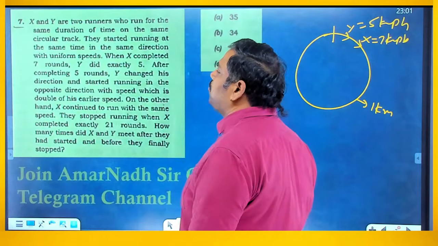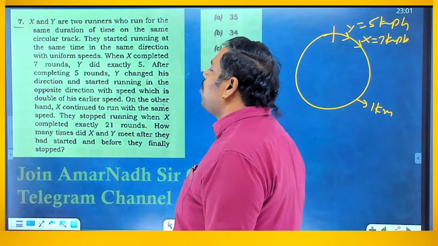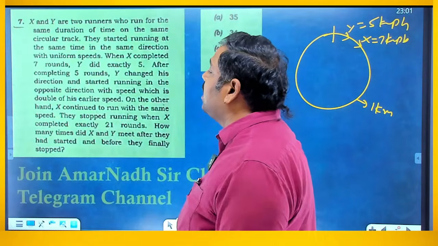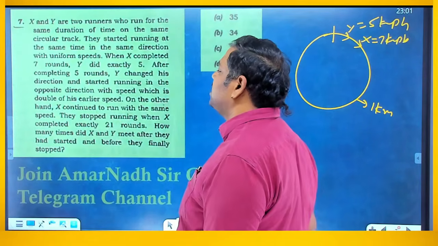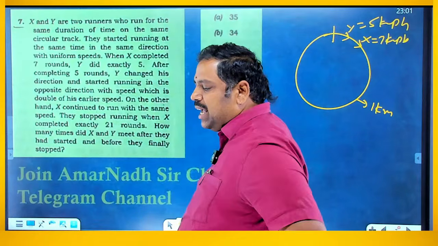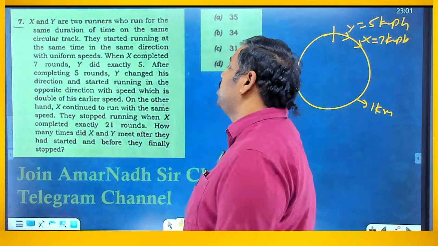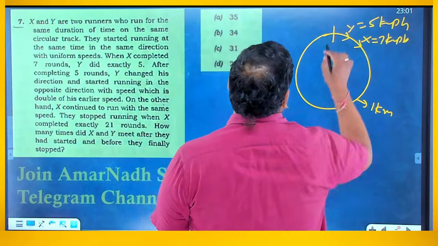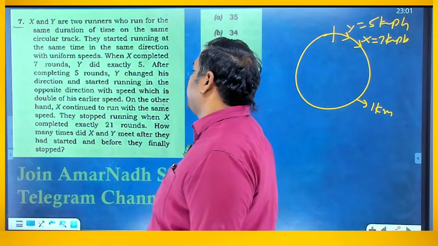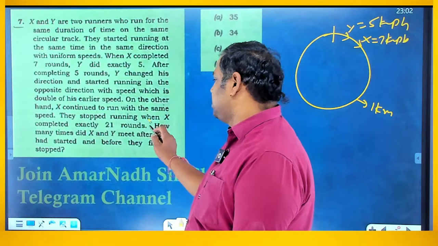After completion of 5 rounds, Y changed his direction and started running in the opposite direction with a speed double that of the earlier speed. On the other hand, X continued to run with the same speed. So after 5 rounds, Y has changed his direction. Earlier he used to run in this direction, right? Now he came to this direction. Keep it aside, we will see about it after some time. They stopped running when X completed exactly 21 rounds. This is the important point.